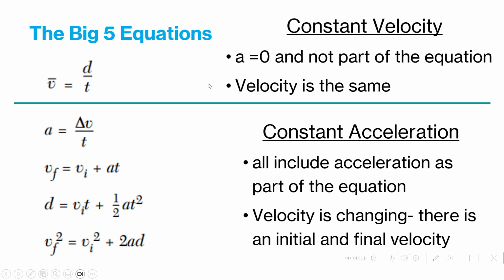So for this one, a equals 0 and is not part of the equation. Velocity is the same at all points, and it talks about the average velocity. Here, with constant acceleration, these all include acceleration as part of the equation. Velocity is changing. There is an initial and a final velocity. See where we see the final velocity and v initial. This one doesn't have a v final, but this one has a v final and a v initial.